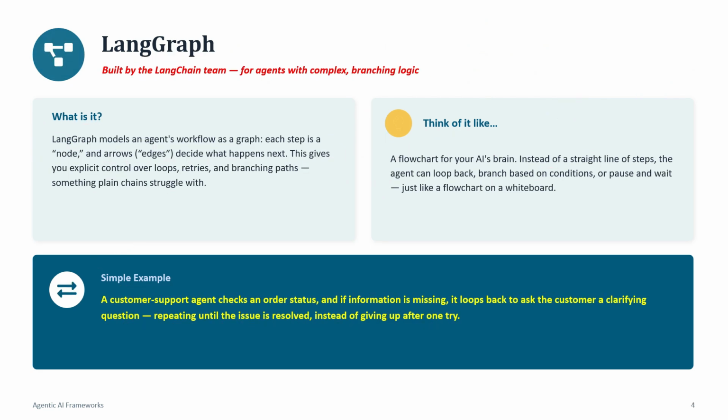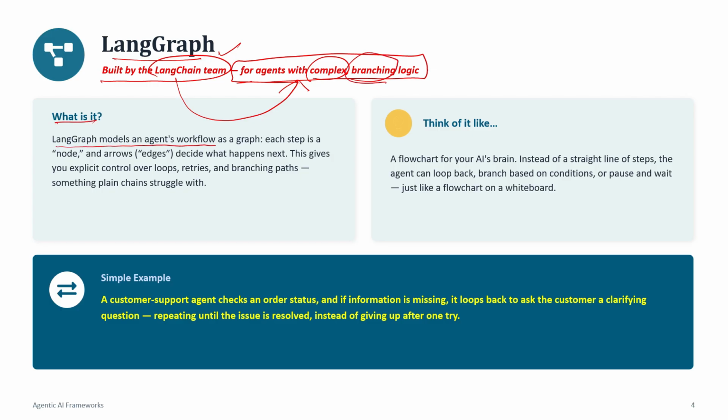Second is LangGraph. LangGraph is again built by the LangChain team, the same team which built LangChain. They have built LangGraph as well for agents with complex branching logic. So LangGraph is, you can say, for more complex AI agents or complex workflows, with complex branching and logic. So what is it? LangGraph models an agent workflow as a graph.